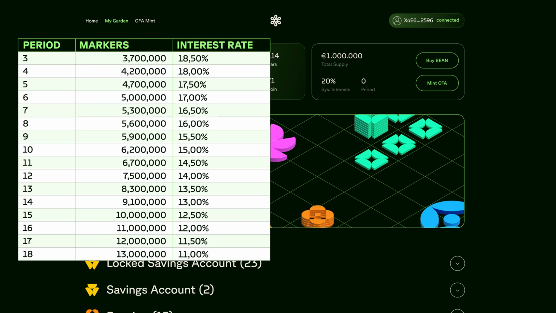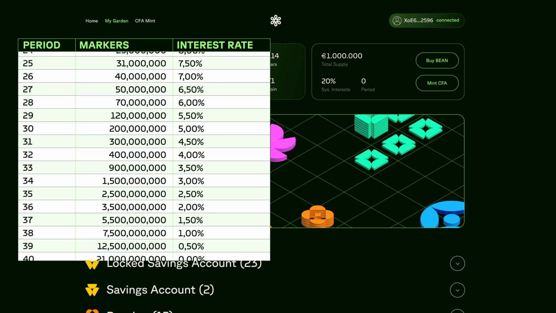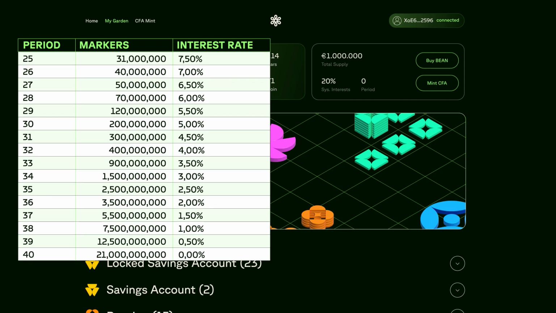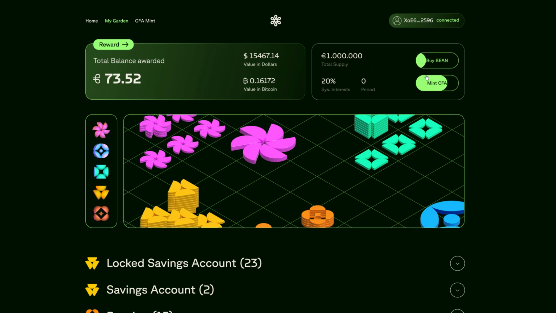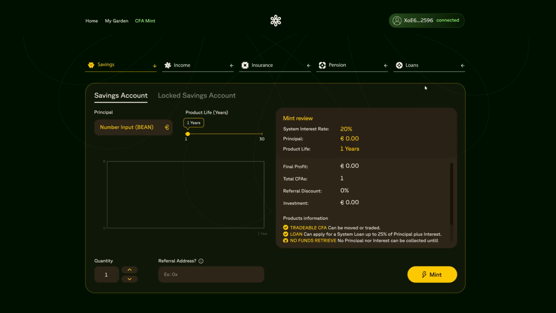This process continues as the supply grows, until the hard cap of 21 billion bean coins is reached. The supply cap is projected to be hit in approximately 250 years. Let's mint a savings account.